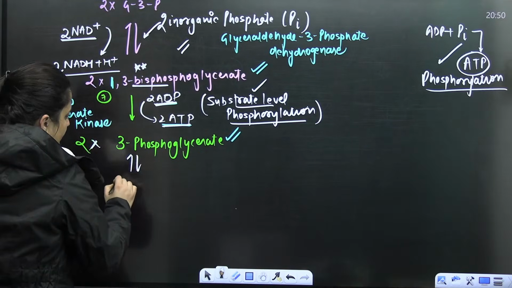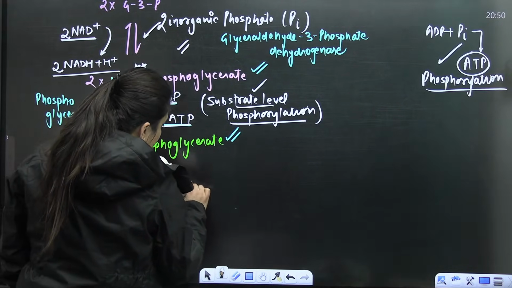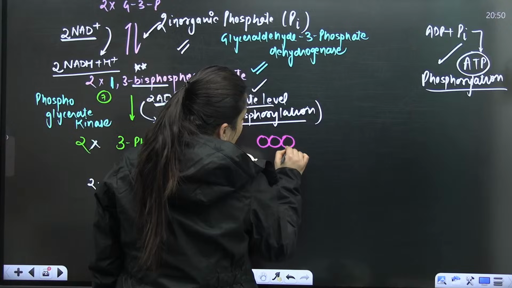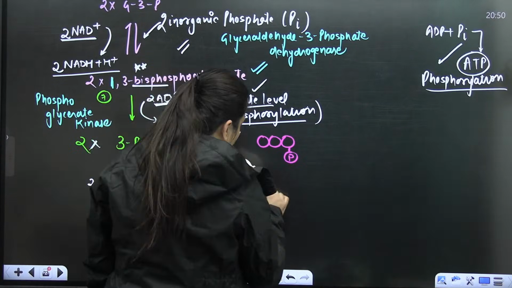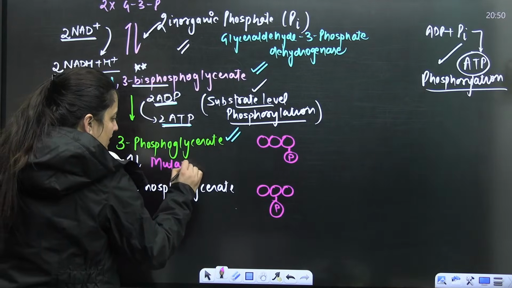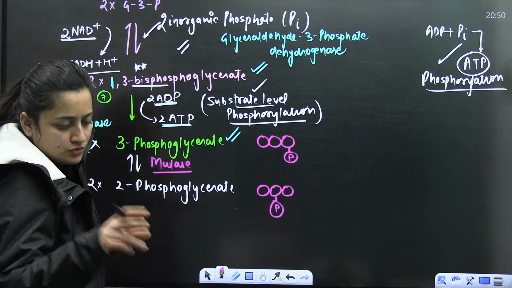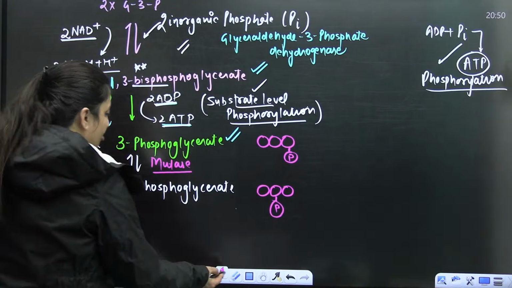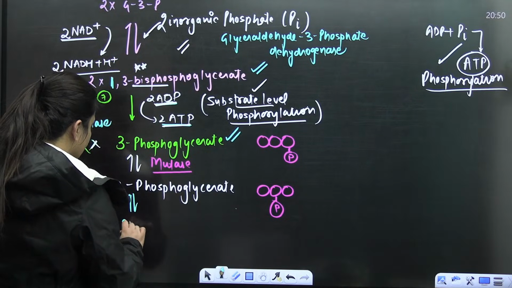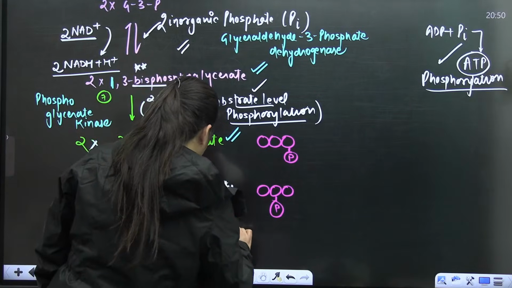Irreversible step. Now this 3-phosphoglycerate will give me 2-phosphoglycerate, and this is simply a rearrangement, nothing else. Just say, for example, the third carbon is having the phosphate. Now you are doing it so that the second carbon is getting the phosphate. So the enzyme used here will be mutase. Am I clear? Now this 2-phosphoglycerate will give us phosphoenolpyruvate. Done, beta?